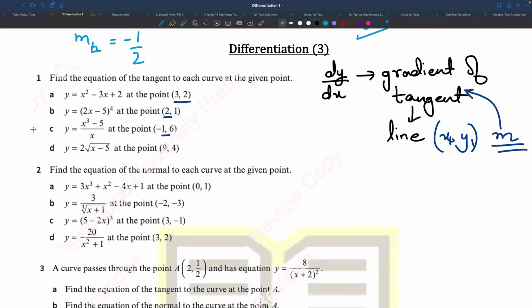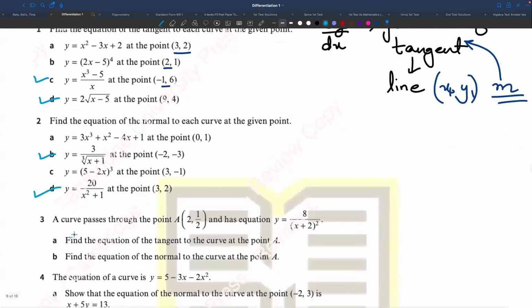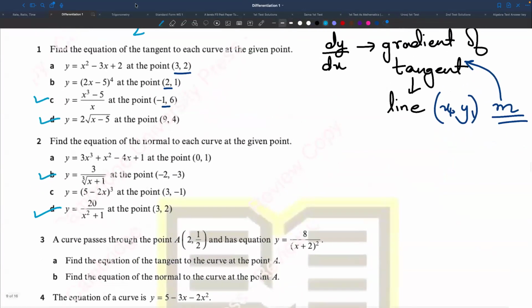So from question 1, do parts C and D. From question 2, do parts B and D. That's it. First do these 4 parts, but that's it. The remaining will be your homework.